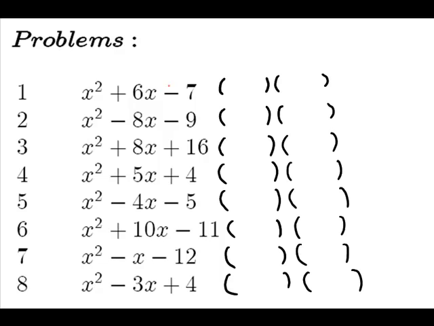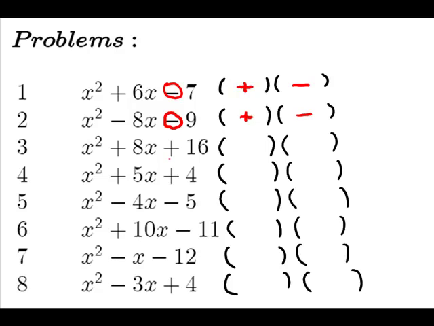So first we will look at the last sign. On this one, our last sign is negative. That says our signs are going to be different. We need one of each. We don't have to look back. Problem 2, our last sign is negative. Our signs are going to be different. One of each. We don't have to look back.